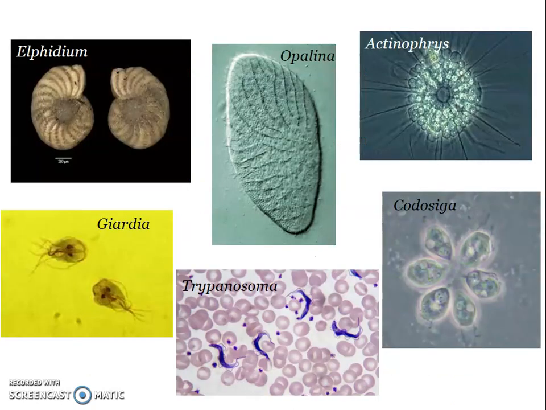For Opalinata, the example is Opalina. It is an endosymbiont in frogs, so it doesn't cause any pathogenic effect on the host body. The body is large and usually flattened with a ciliary covering. You can see the cilia over here.